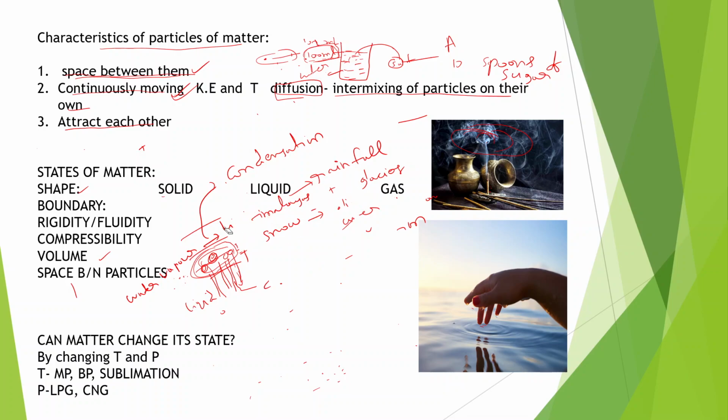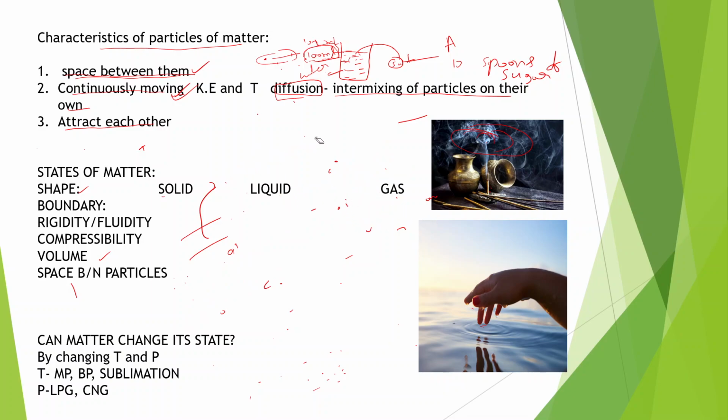So now we will again talk about this change in states of matter, how it occurs in nature. This evaporation, condensation, all these we will talk about. Don't worry. So now the basic question is, can matter change its state? Yes. How? By changing temperature and pressure. If you change the temperature, the state of matter can be changed.